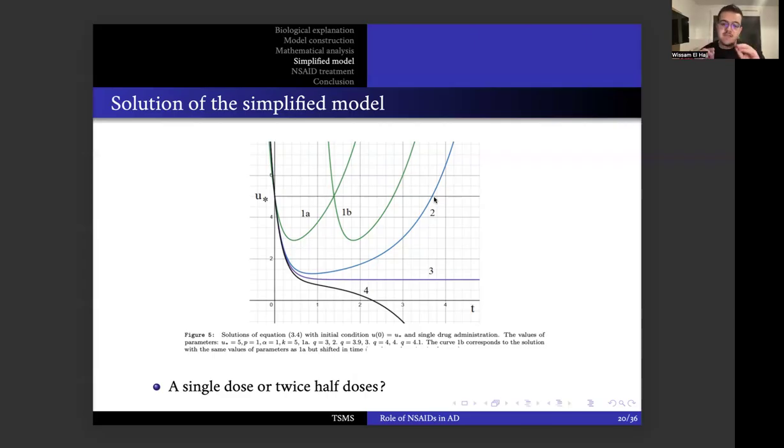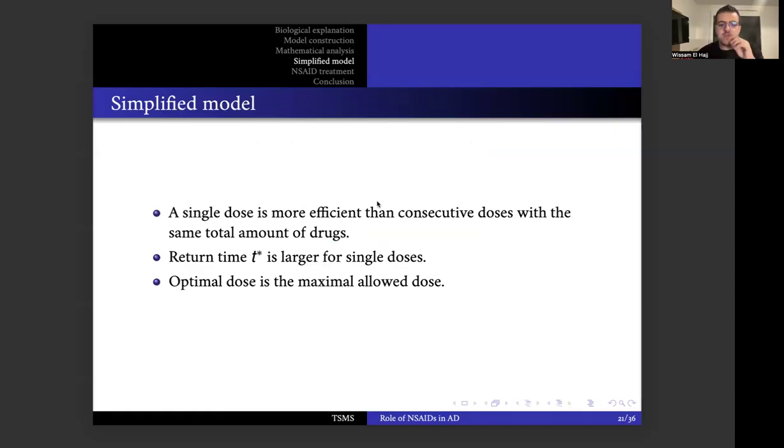But if you can take the maximal allowed dose, if the maximal is very large and it will decay directly, take it. If it's not enough, take the largest possible, because do not divide it into 2. If you divide it, you will have a smaller return time. This is the main conclusion of this case. So the optimal dose is the maximal allowed dose.